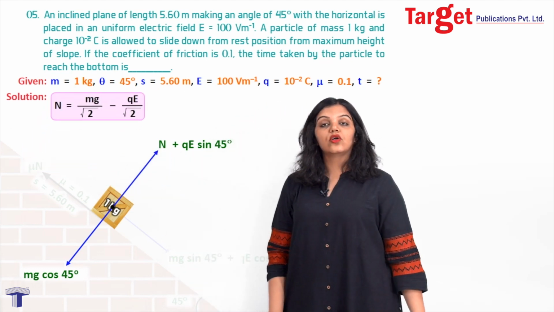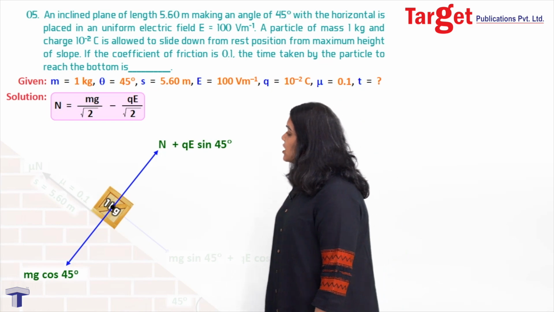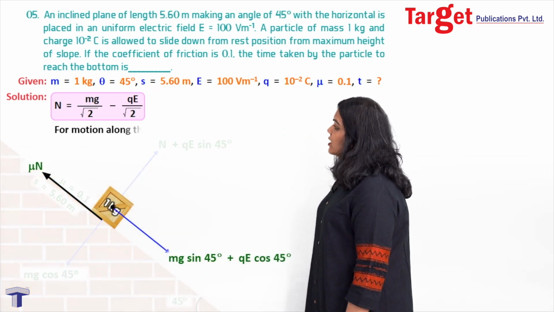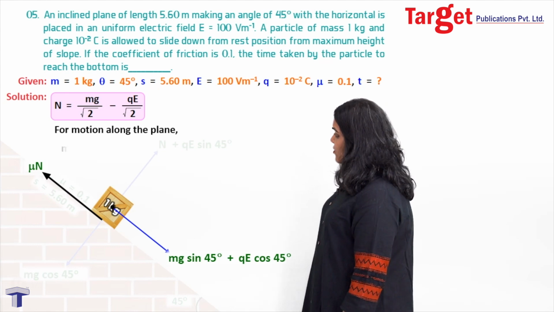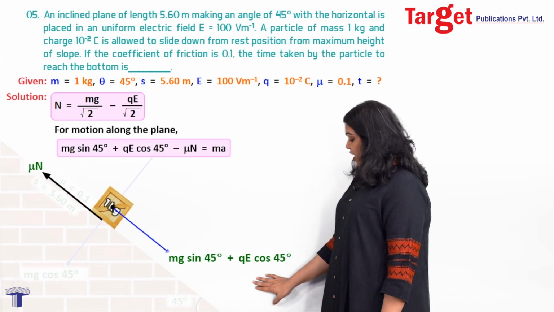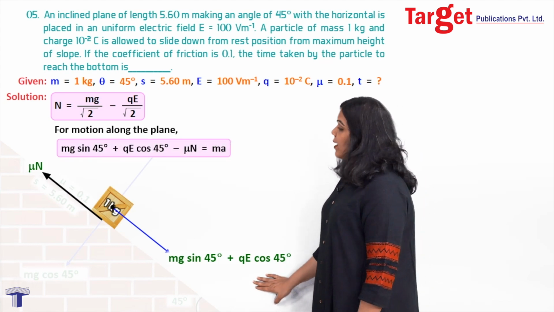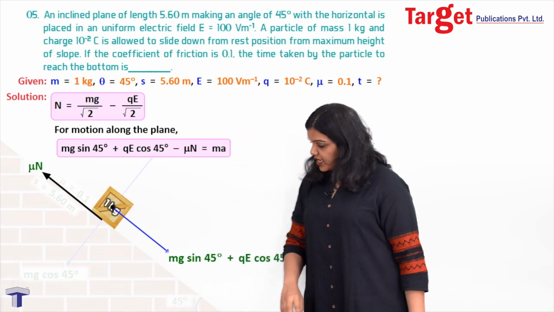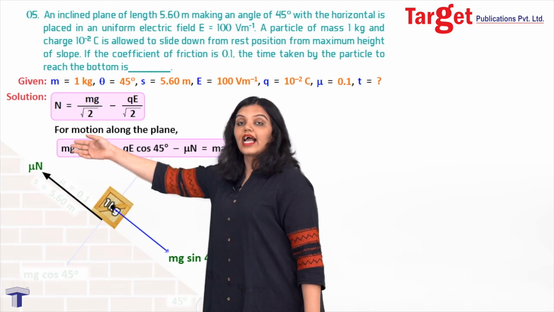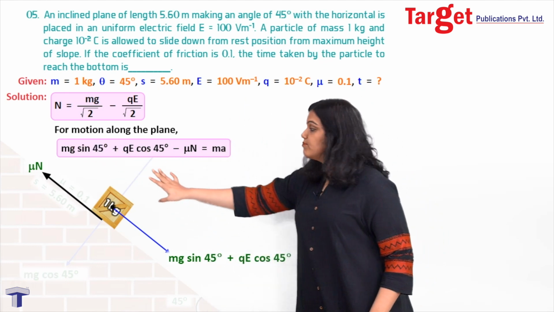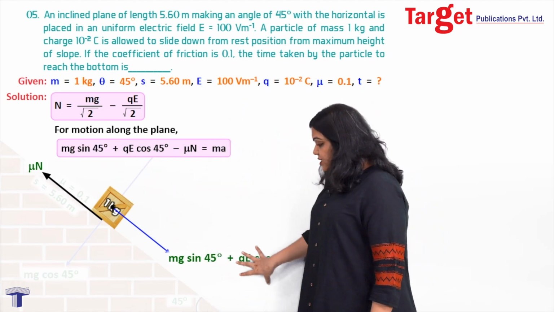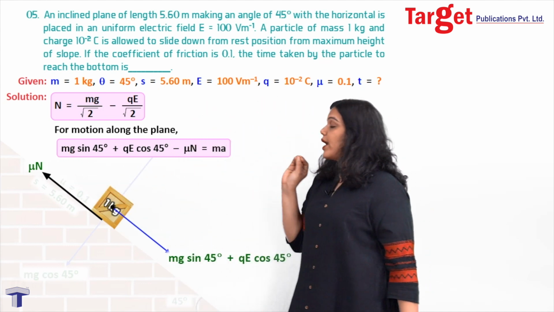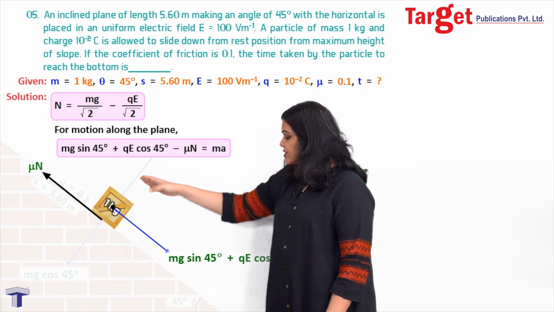Now I apply Newton's laws to the other direction that I have chosen. So for motion along the length of the plane, what will I write? Along the plane I will write mg sin 45 plus QE cos 45 minus mu N is equal to ma. Now first of all, why did I write this minus that and not that minus this? Because ultimately the particle is going downwards. So this is the winner. So this minus that, and I have equated it to ma because there is motion along this direction.